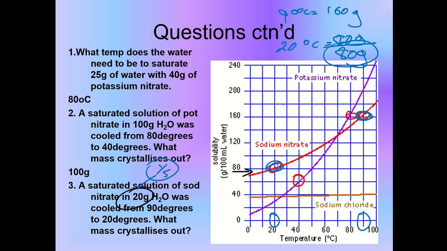Now remember, we have 80 crystallizing out, but that's only in 20 grams of water. Our graph is representative of 100 grams of water, so we need to take that and divide it by 5. I think 80 divided by 5 is 16 grams would crystallize out.